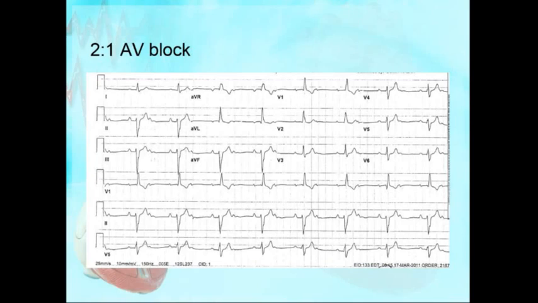What's the problem with this? You know the three different AV blocks. First degree AV block is a prolonged PR interval. Second degree AV block is where the PR gets prolonged and you drop a beat, and then you have a fixed PR and you drop a beat. And then you have complete heart block.